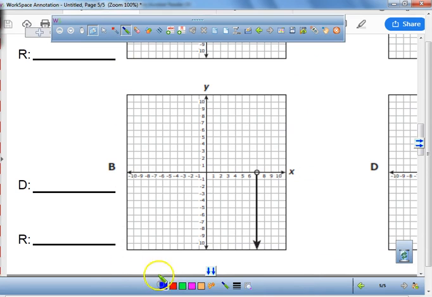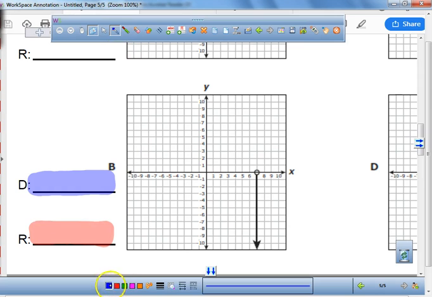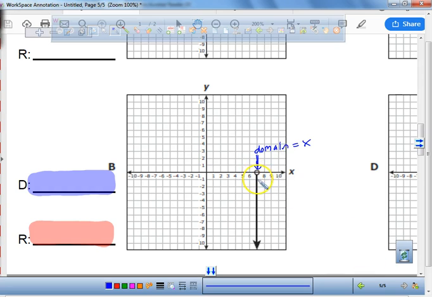I'm going to shade D, here's my domain, that's going to be blue. My range is going to be red. So let's look right here. The domain, that's where the graph is, right there. That's my domain. That's my x, that's where all of my x values are. What are my x values all the way down? 7. What's my x value here? All the way down. So my x value is always equal to the number 7. That's my domain.